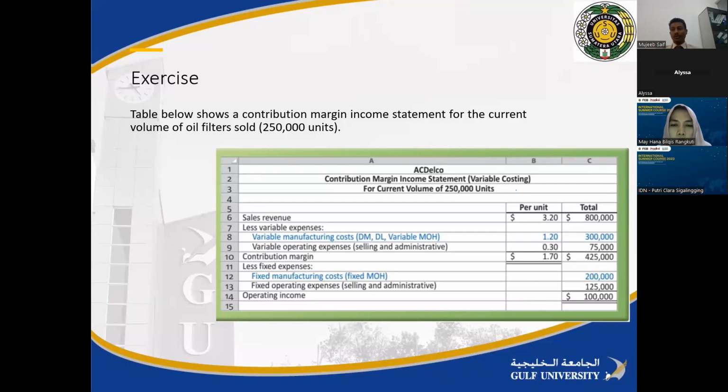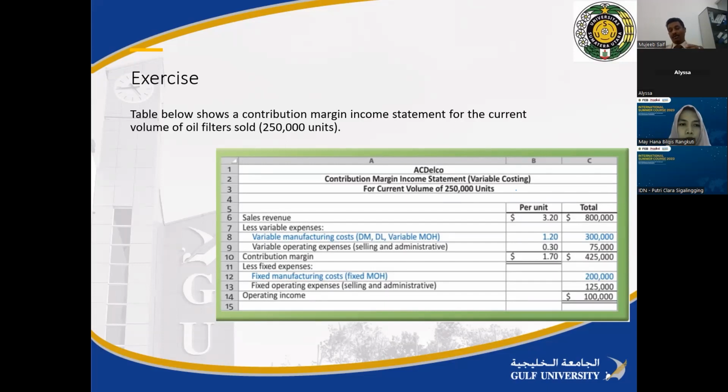You cannot go to the owner of the building and ask him, oh, I didn't produce a high number of units, please reduce the rent. So fixed costs in general will not be changed based on the change of volume. This is why they call it fixed. Fixed cost in general will not be changed based on production.